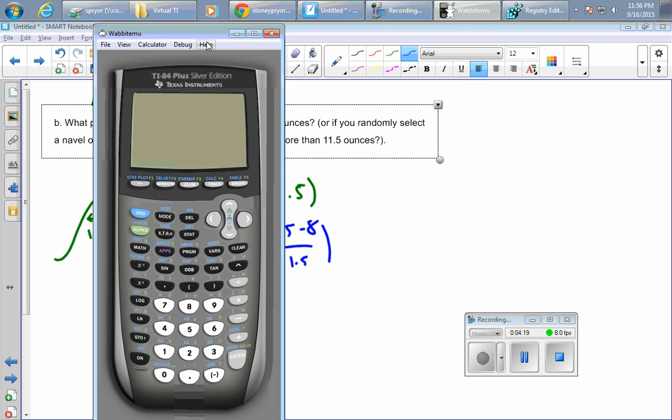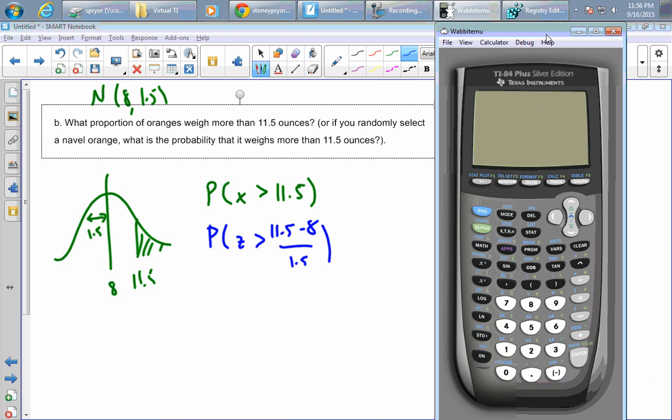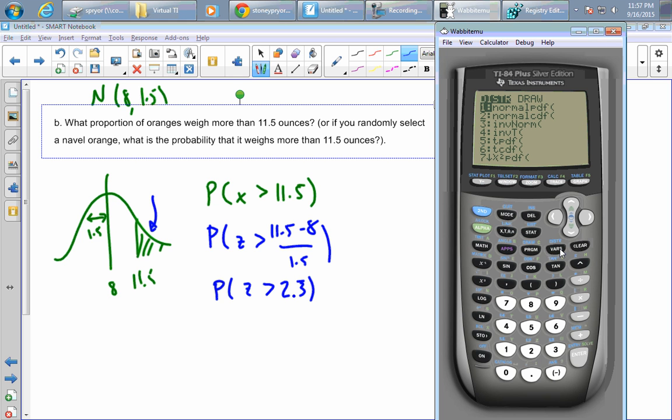I'll grab the calculator. And this is 11.5 minus 8 divided by 1.5. That gives me a z of 2.3 repeating. Now I could look this up on the table, but I'm going to use the calculator again. And I know my answer needs to be something less than 50%. So using the function I did a minute ago, it's second distributions, normal CDF.